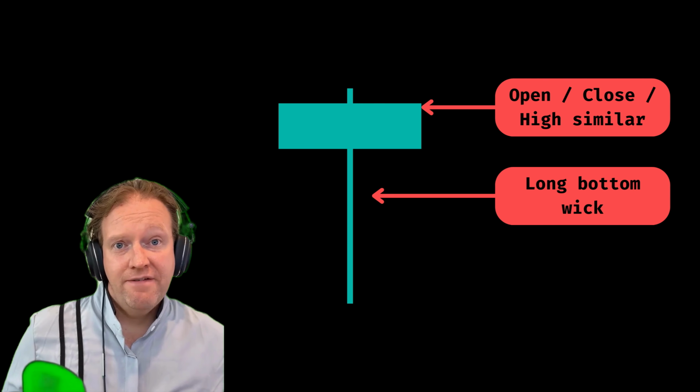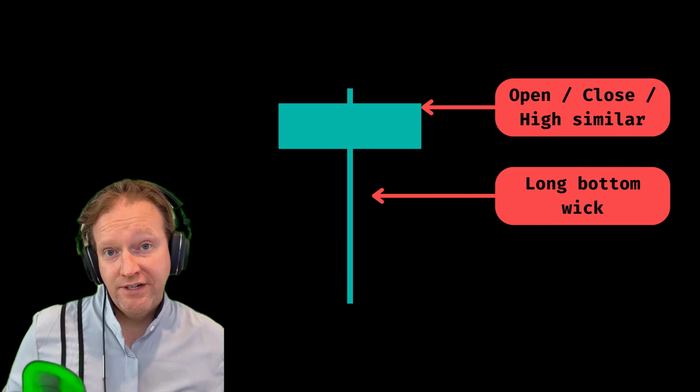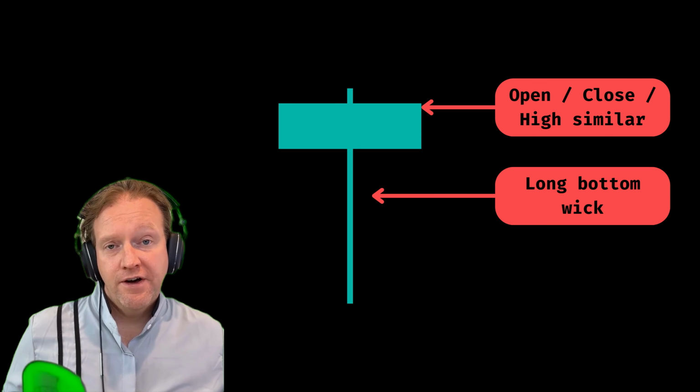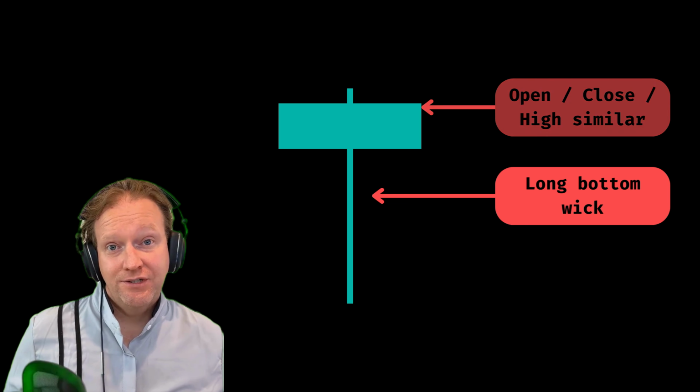It's identified by having an open and close that are relatively close together, along with a really small top wick. Finally, the bottom wick is quite large. Now that you know what it looks like, I'll show you how we calculate it here on TradeOxy.